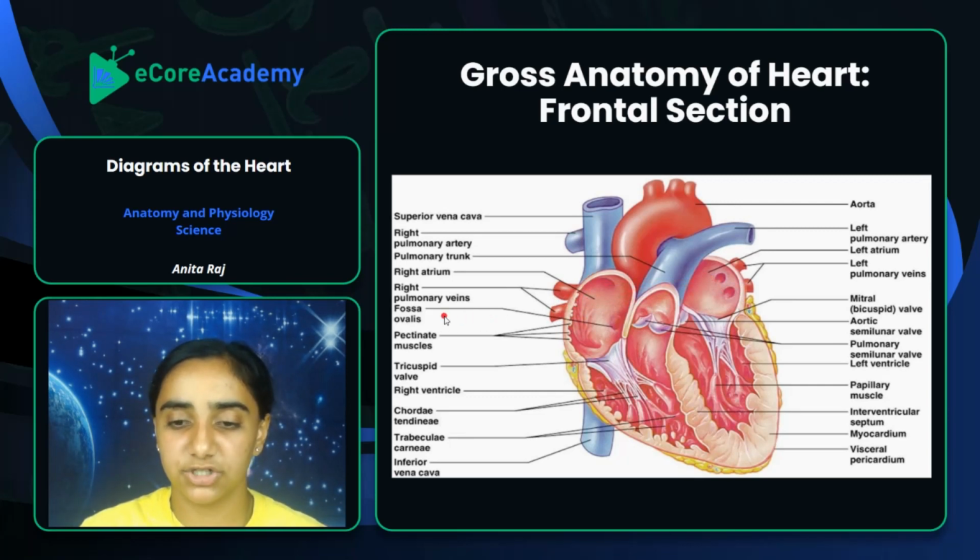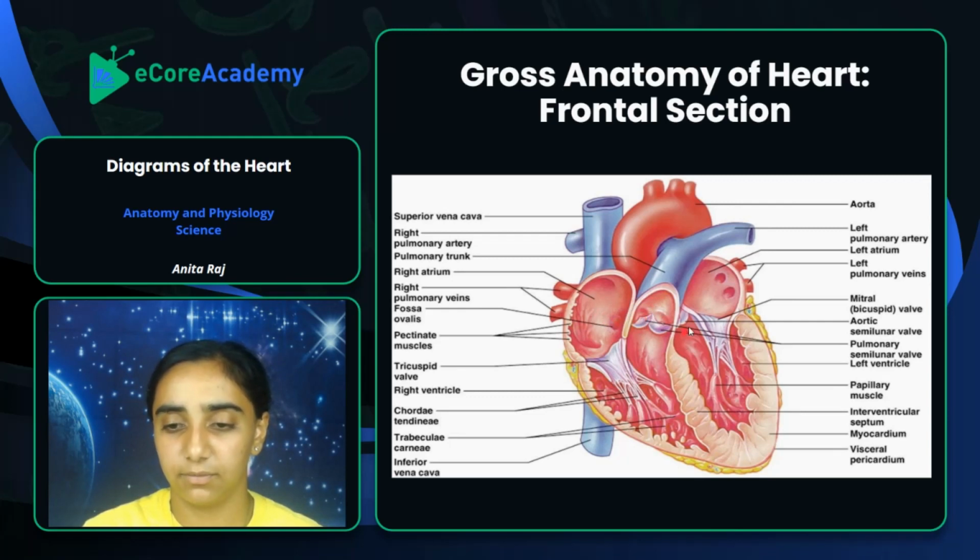Then you have your fossa ovalis. So this is a depression. Just so you know where it is, it's this right here. It's like the shaded depression. So it means an indent in the actual heart muscle. It is a depression in the right atrium of the heart at the level of the interatrial septum.